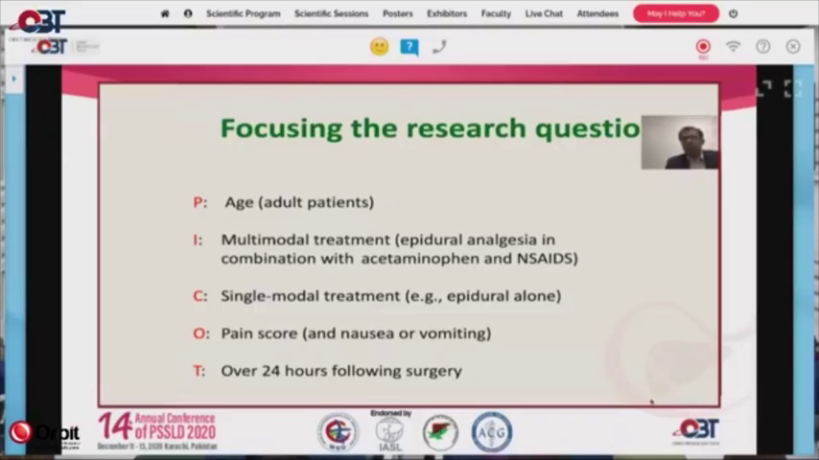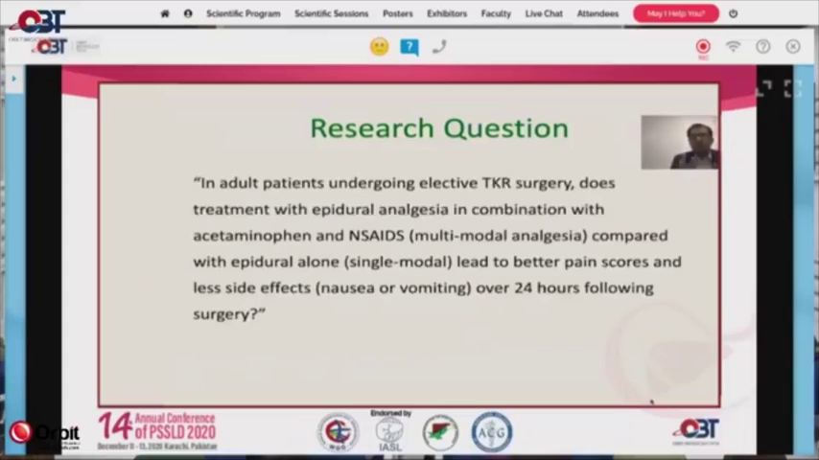So if I put my question in this format, look at how nice the study question comes out. In adult patients undergoing elective TKR, does treatment with epidural analgesia in combination with acetaminophen and NSAIDs, multimodal analgesia, compared with epidural alone, lead to better pain scores and less side effects over 24 hours following surgery? So in this, you see your study population is well defined, your intervention is well defined, your control group is well defined, your outcomes are clearly defined, and then the time period is well defined. So your whole study is kind of like beautifully right in front of you.